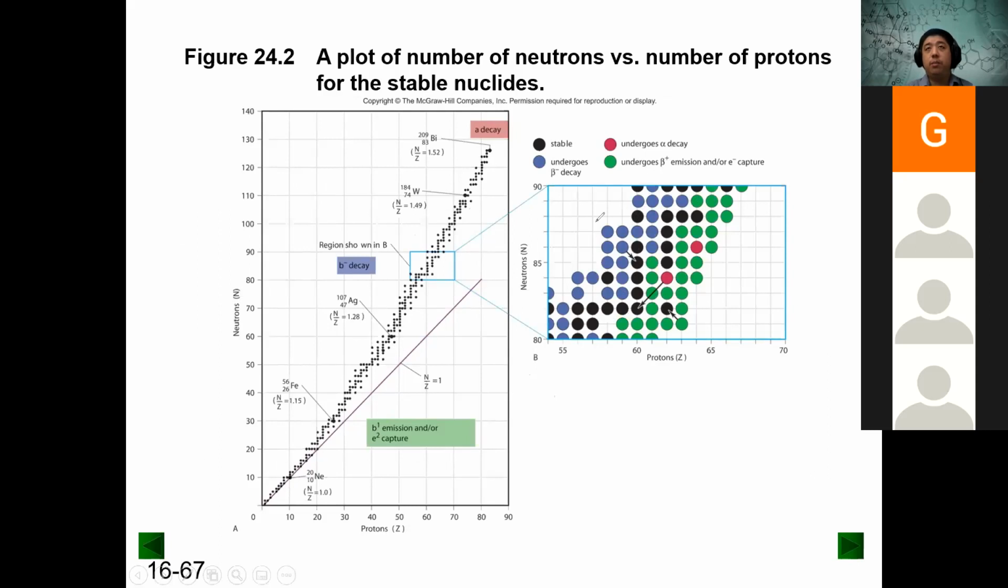And then if anything is above that, it will undergo beta decay. Remember, beta decay means you're changing neutrons into protons. If it's anything below that, you tend to undergo positron decay, where you have protons changing into neutrons. And then on occasion, you have some alpha decay spread along the way.